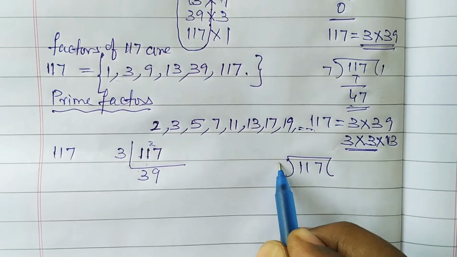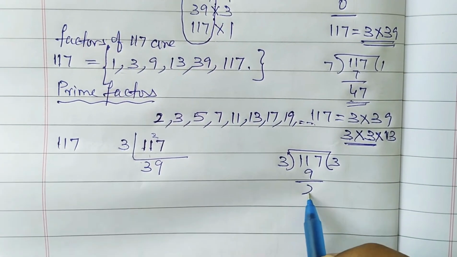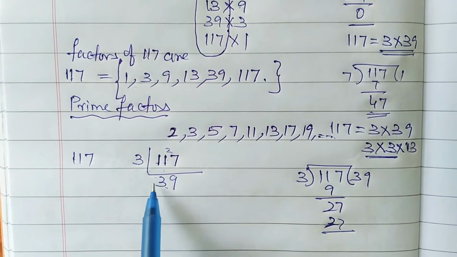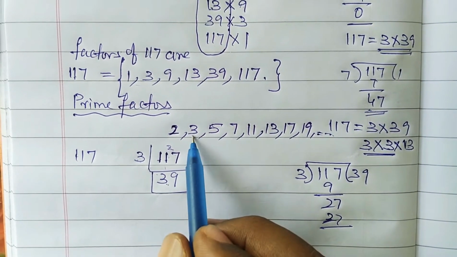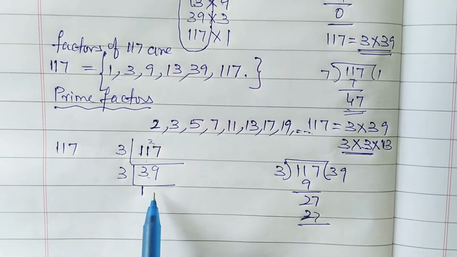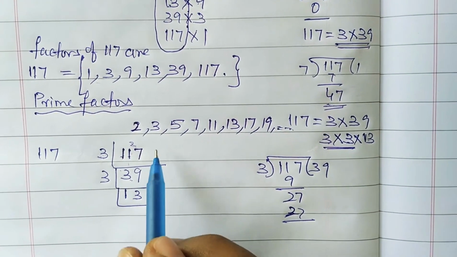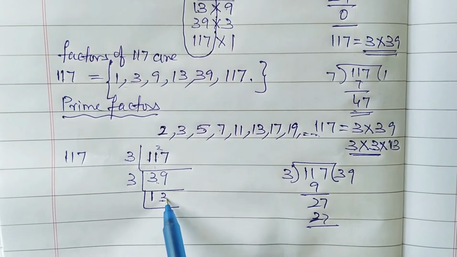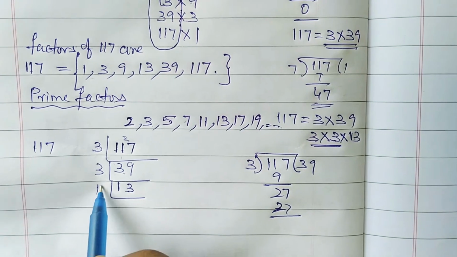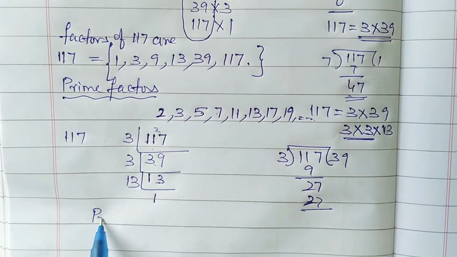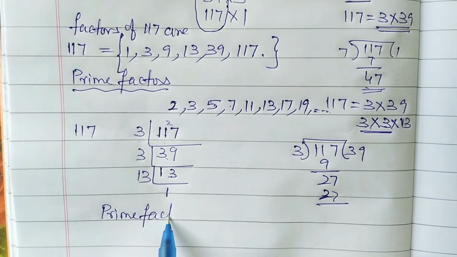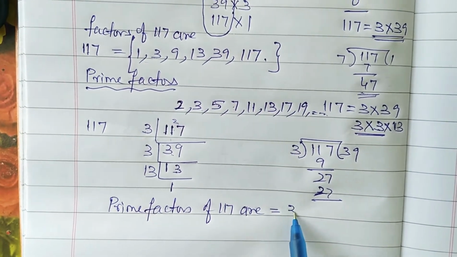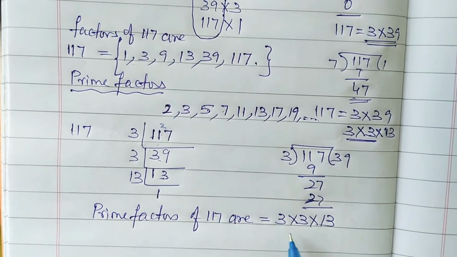If you divide it by 3, you get 3 3s are 9, 27, 3 9s are 27. I have done this directly: 3 39s are 117. Next, again this number is divisible by 3. 3 1s are 3, 3 3s are 9. Is this number divisible by the next prime number? Check it. After 3, what is there? 5, it is not divisible. 7, not divisible. 11, not divisible. 13, divisible. 13 ones are 13. Therefore the prime factors of 117 are 3 into 3 into 13. So these are called what?